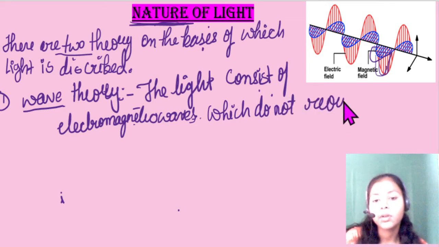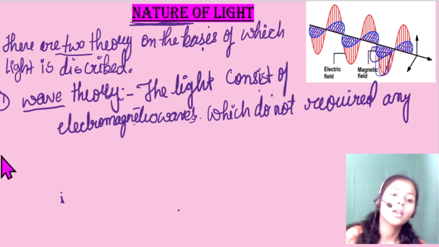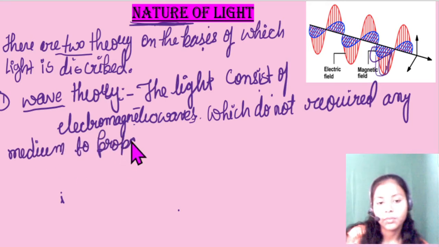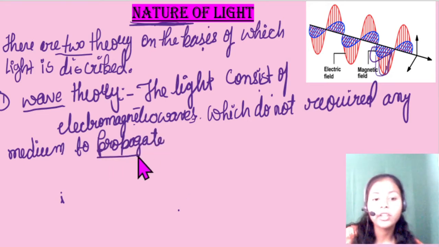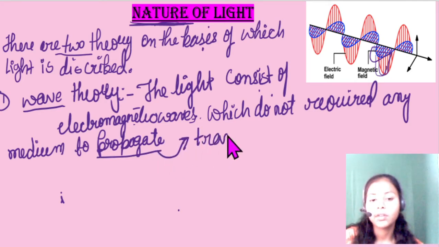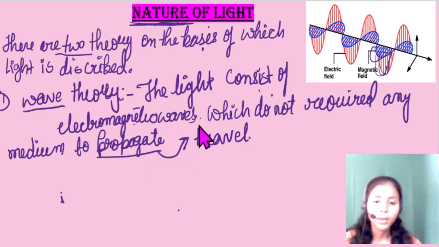So, light consists of electromagnetic waves which do not require any medium to propagate. What do you understand by propagate? Propagate means to travel. So the light consists of electromagnetic waves which do not require any medium to propagate. For the traveling of light, there is no requirement of a medium.